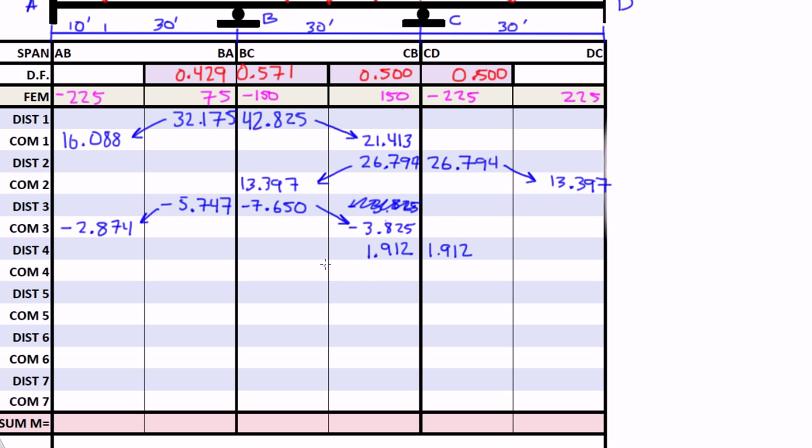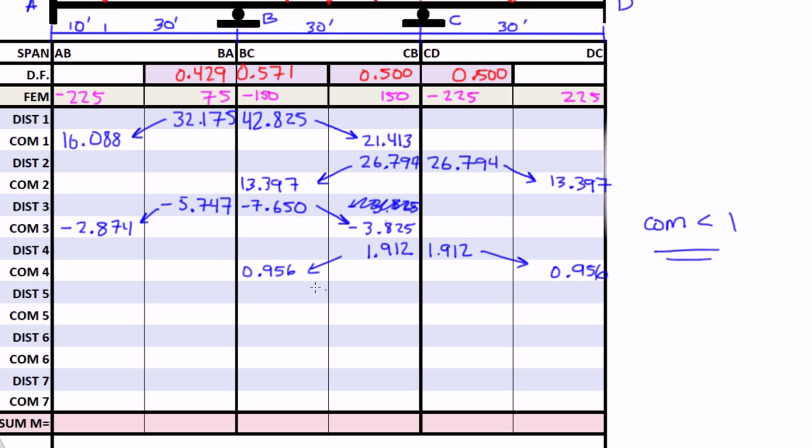And then each of these has a carryover moment. So 1.912 divided by 2 is 0.956. And on this side, you divide by 2, you get 0.956. Okay? And since our carryover moment is now less than 1, we can stop. It's a pretty safe place to stop.